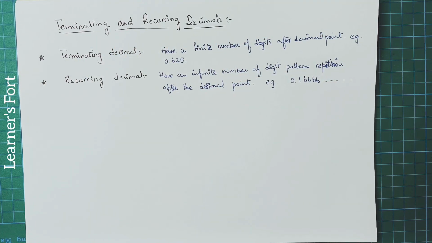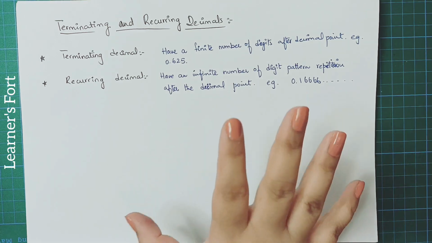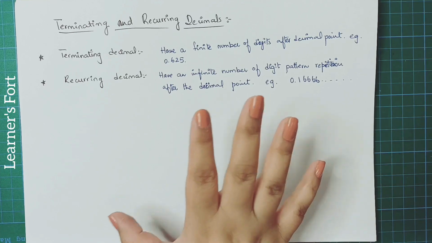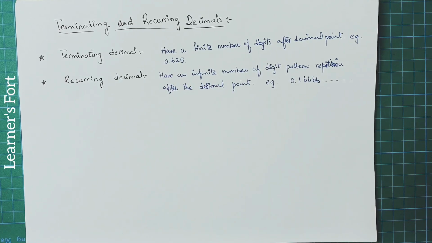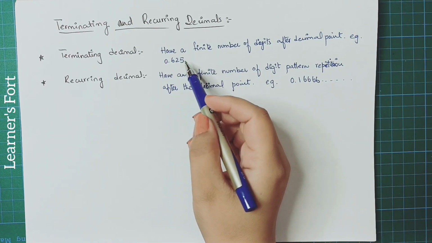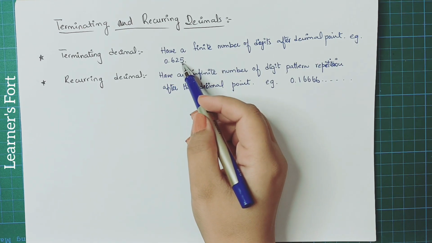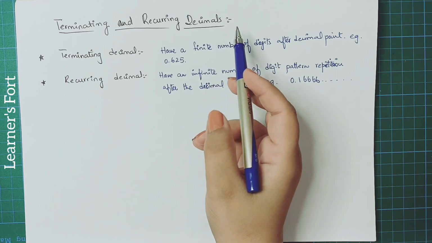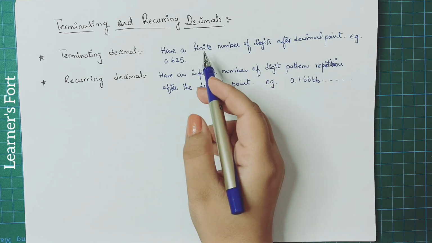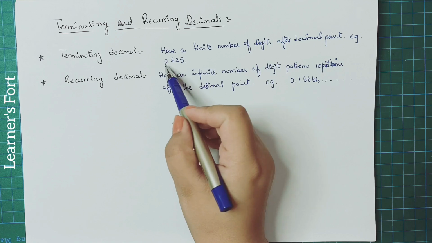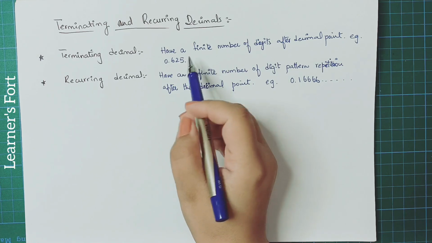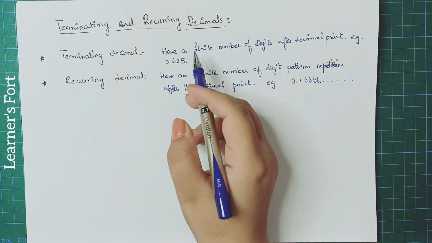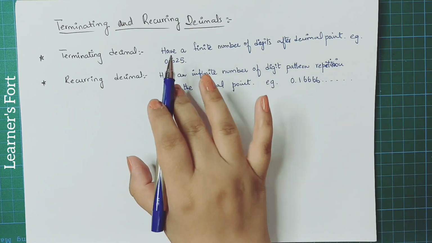So today we're going to learn about terminating and recurring decimals. Now, what are terminating decimals? Basically, terminating decimals have a finite number of digits after their decimal point. For example, we have 0.625. There's no digit after 5, so 5 is the final digit. This decimal stops at 0.625, so it stops at 5. There's no digit after that. This is known as a terminating decimal.